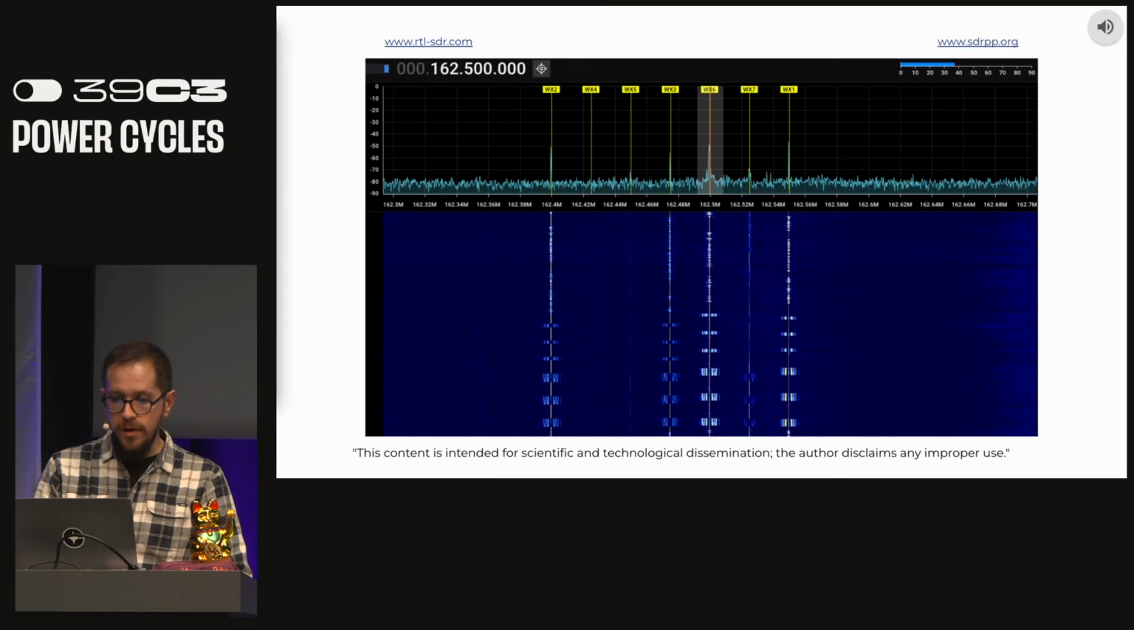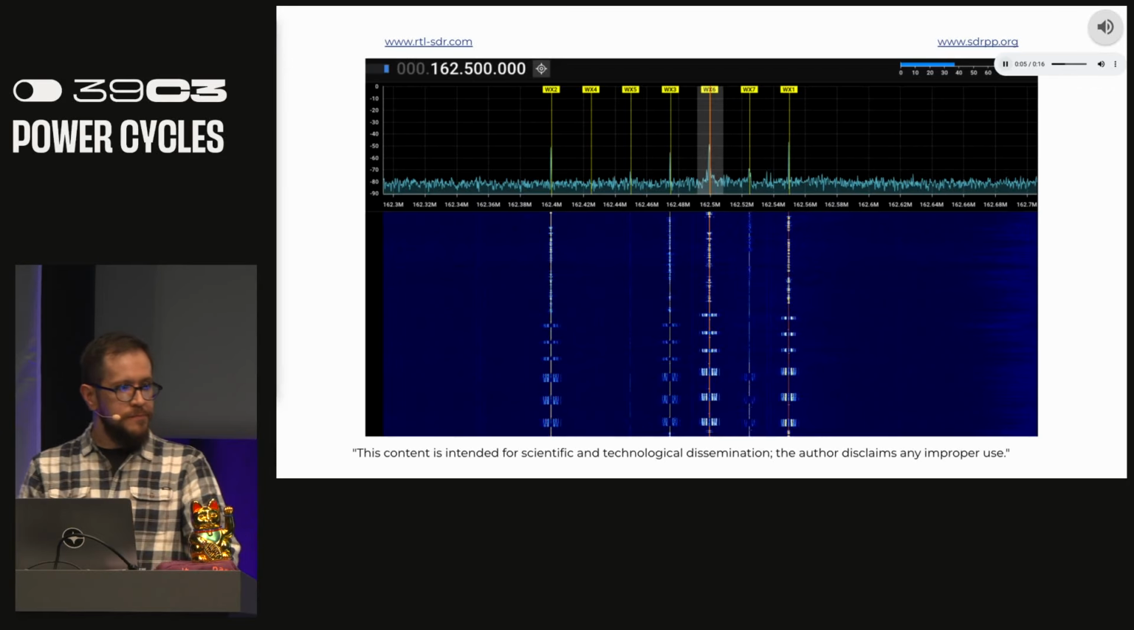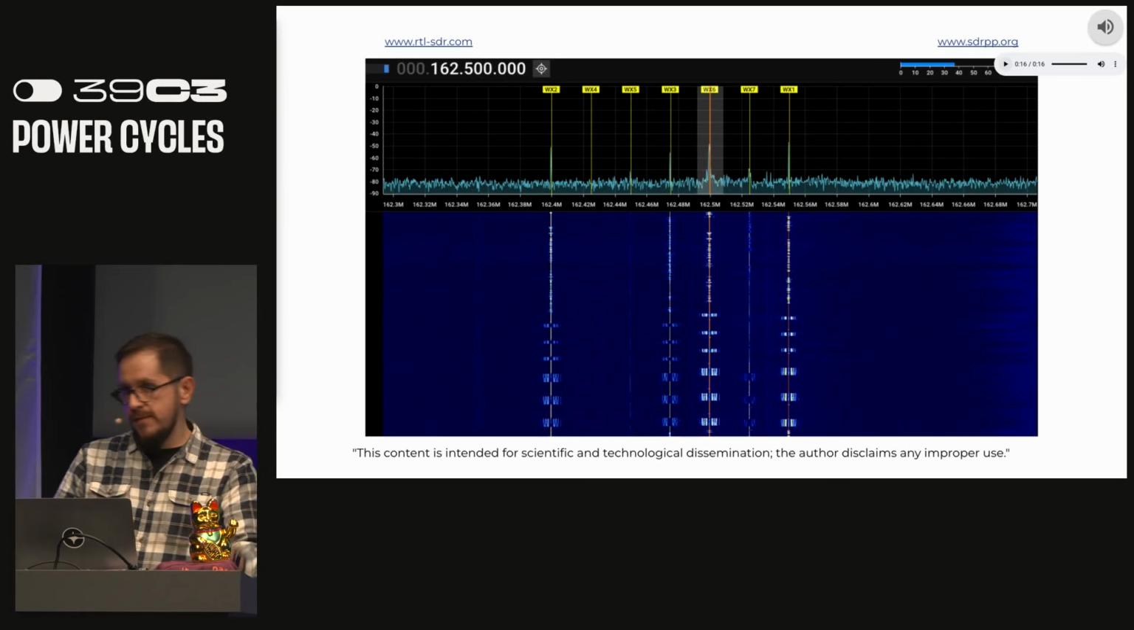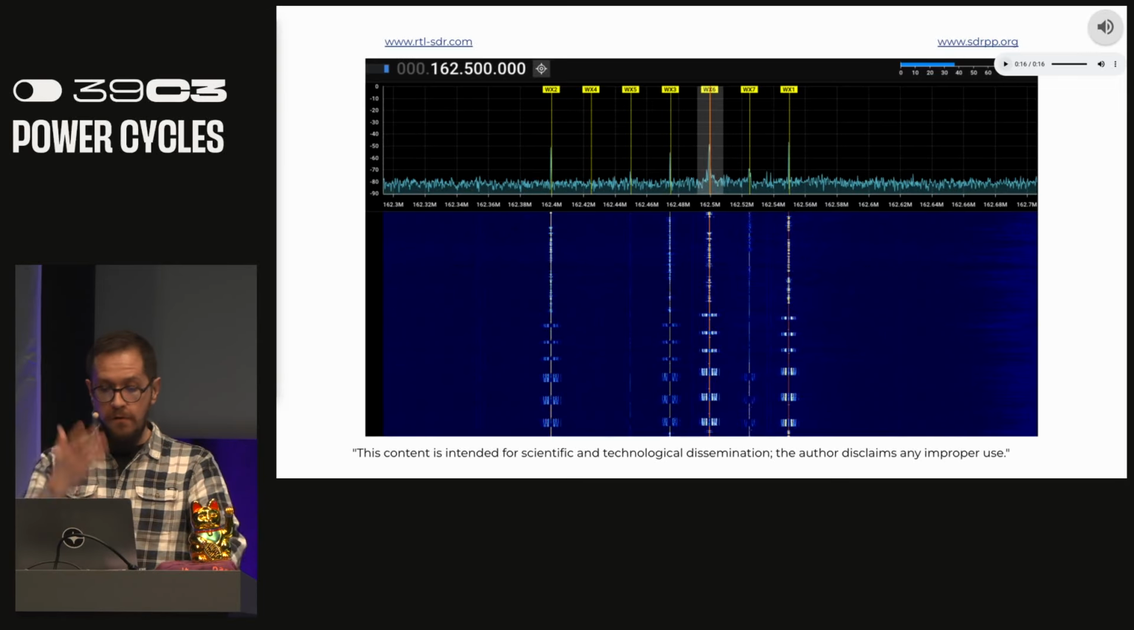And how do you hear it? This is what you hear. That's the digital information, the AES key of these packets.